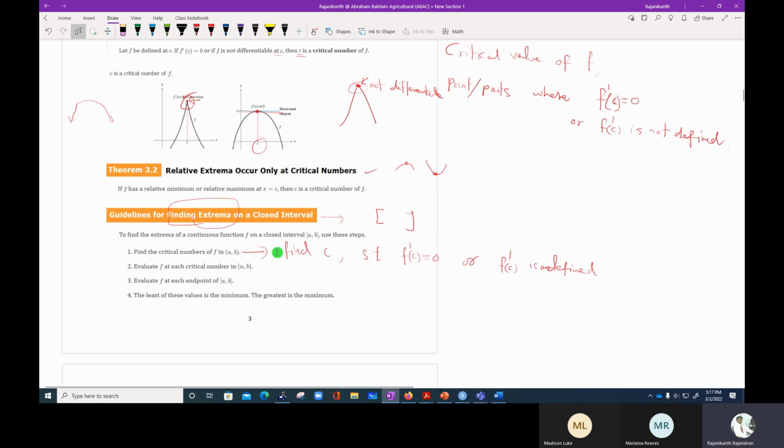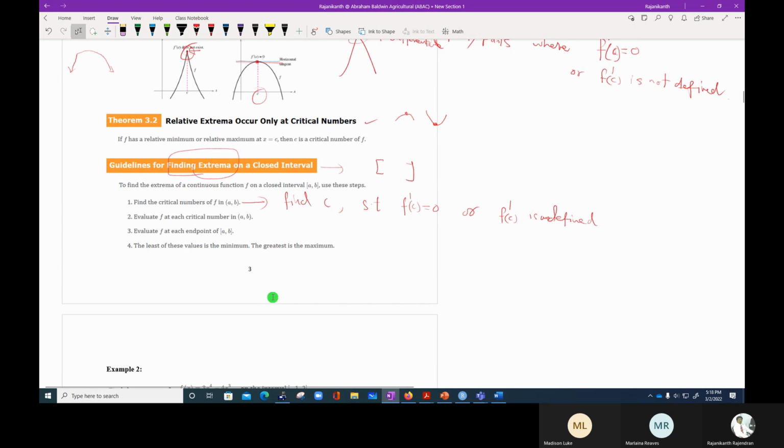Once you know the critical values, find the function value at those points. Okay, then find the function value at the endpoints. Now compare all the values you have. Find the smallest value among those to find the minimum, and the biggest one as the maximum.